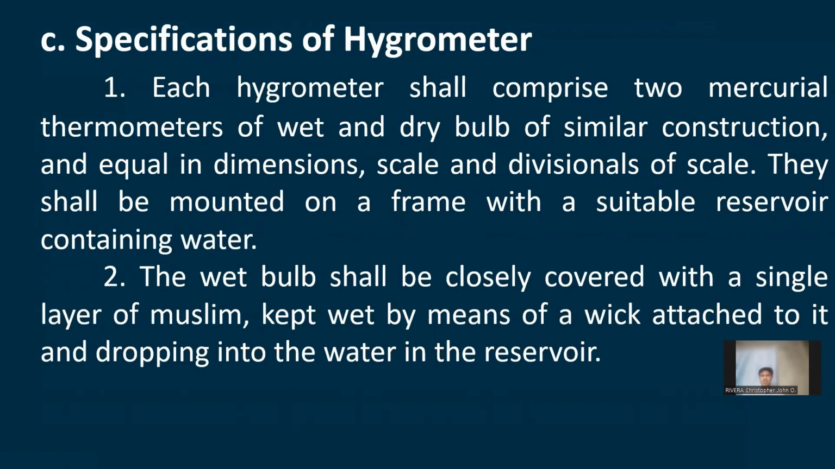So specifications of hygrometer naman tayo. First, each hygrometer shall comprise two mercurial thermometers of wet and dry bulb of similar construction and equal in dimensions, scale, and divisions of scale. They shall be mounted on a frame with a suitable reservoir containing water.